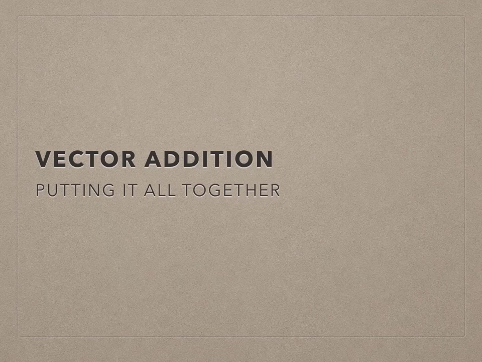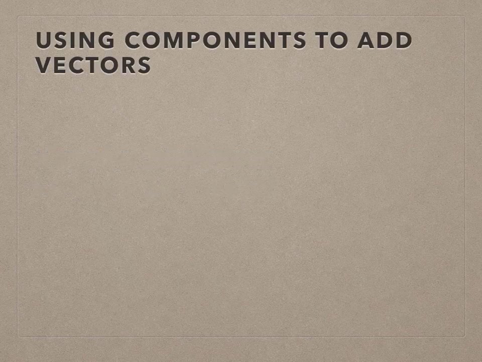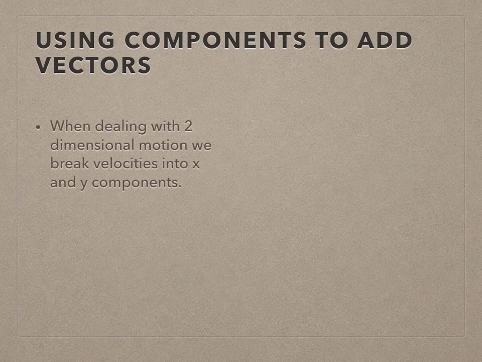Well, in this one we're going to put all those pieces together and see when you might need to do that. So we're going to talk first about using components to add vectors. There are a couple places where you might need to do this. The first one would be when dealing with motion in two dimensions. In the lesson where we're bringing this up, we're dealing with projectile motion, where things are going to be moving in two dimensions at the same time. And since we have so many different motions, we needed to be able to break them into their pieces.